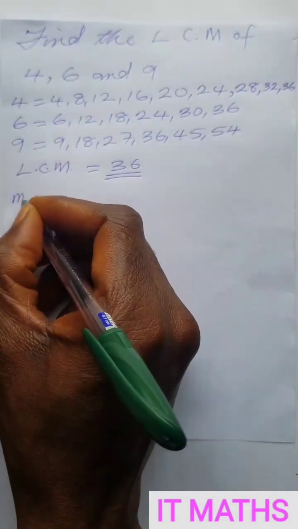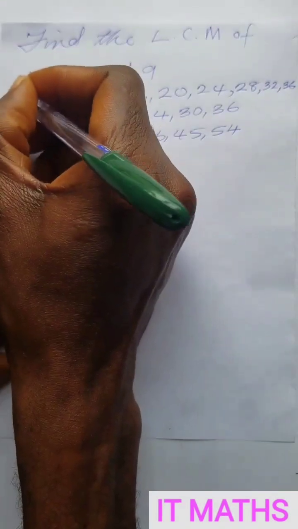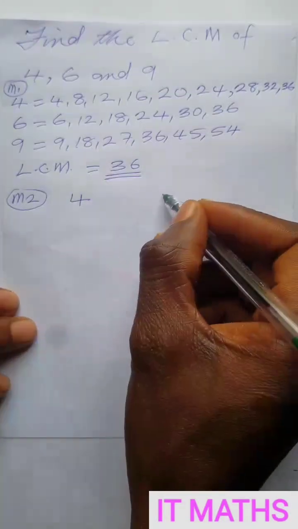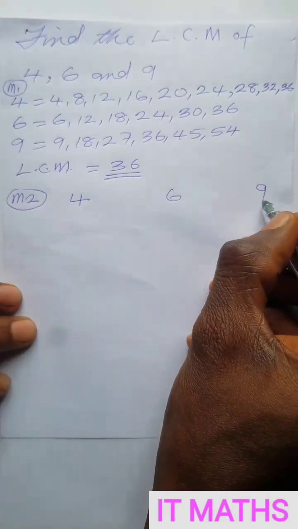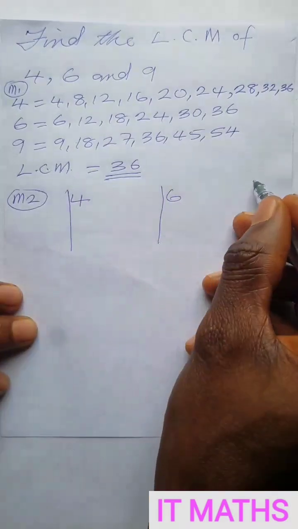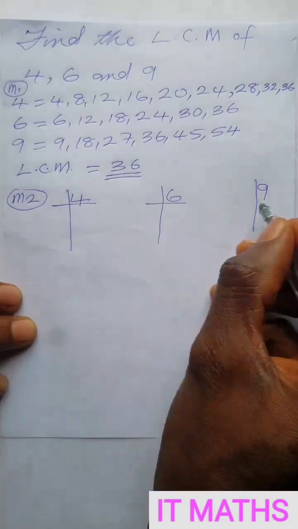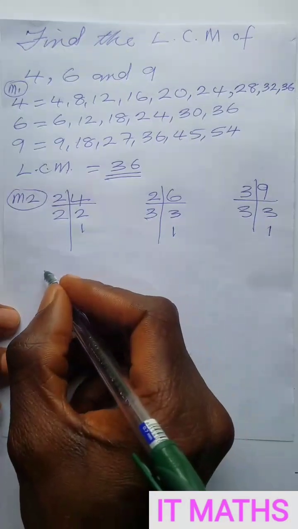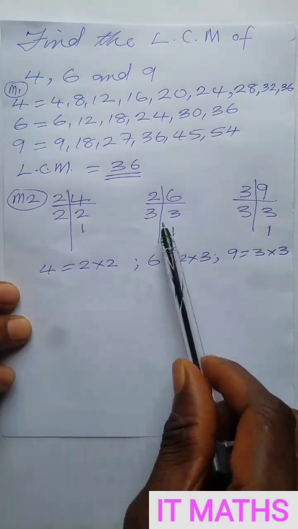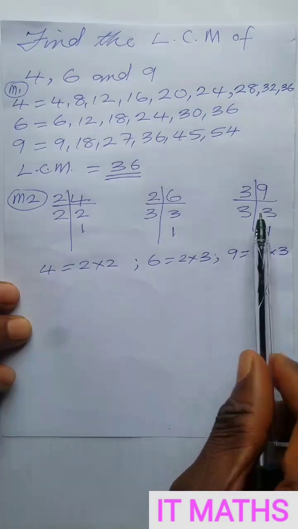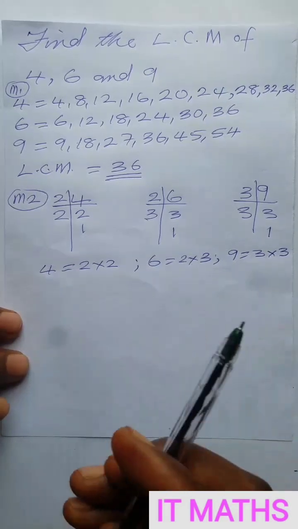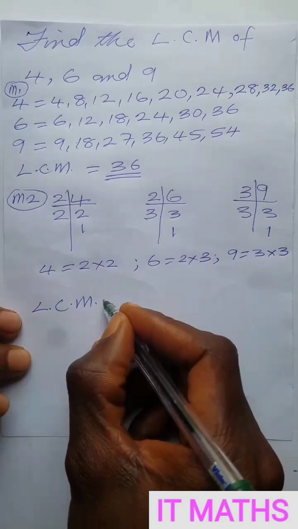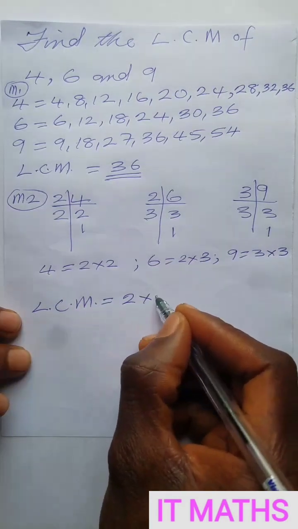Let's go to method 2. Break down 4, break down 6, and break down 9. I'm sure you know how to do that already, so let's just write them out. For 4 is 2 times 2, for 6 is 2 times 3, for 9 is 3 times 3. Now let's get our lowest common multiple. We bring 2 times 2 here.